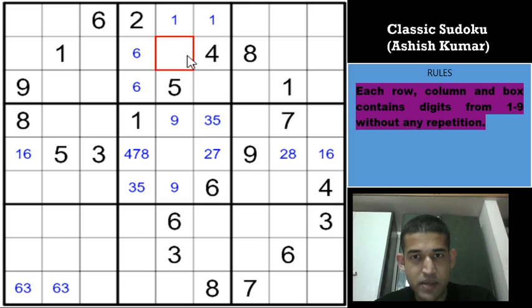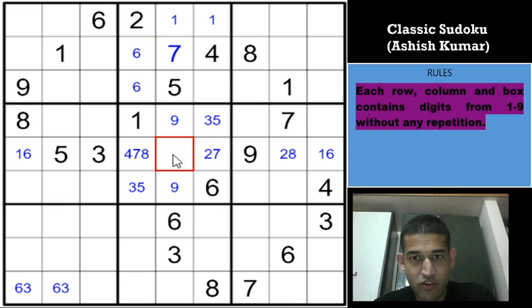So this can only be, I think, 6 or 7, right? 1 2 5 4 and 8, 3 6 and 9. Even it can't be a 6, so it can only be a 7. Beautiful. A hidden single, guys. A hidden single. Really difficult to spot it.